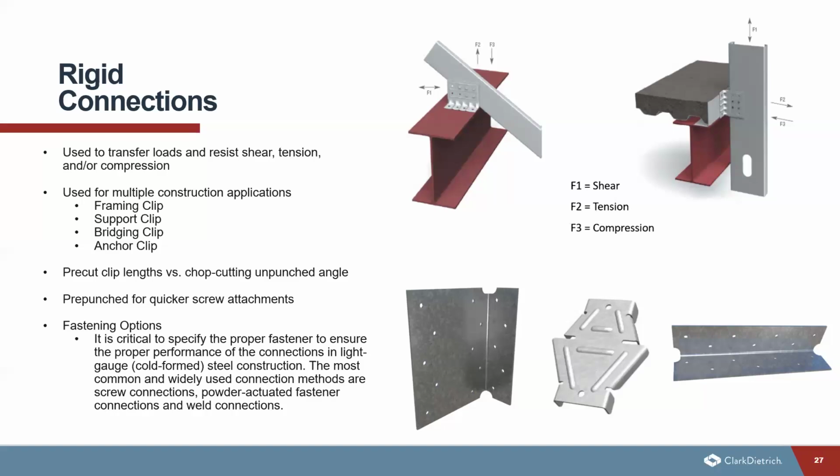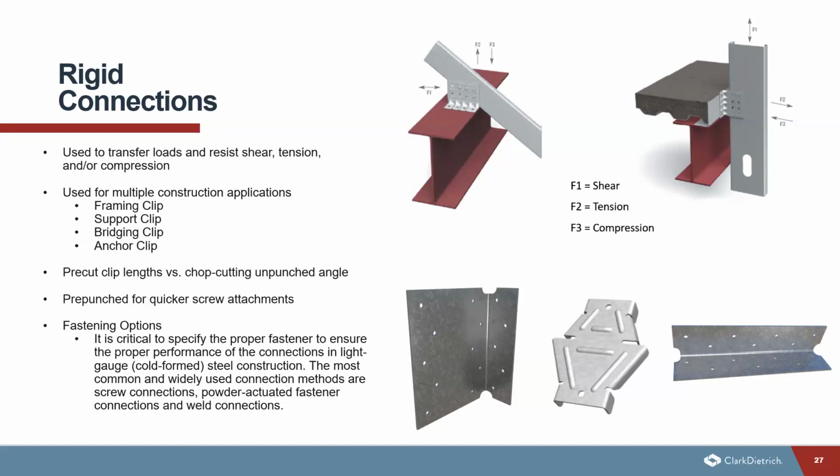One of the benefits of the rigid connections made by a manufacturer is that they're going to be pre-cut and shipped to site already having the lengths and load tables associated with them. So instead of someone on the job site just chop cutting unpunched angle, they're going to get actual tested connectors. They're also usually pre-punched to allow for quicker screw attachments. And again, the holes that are associated with the clips and fasteners are also tested members. So those are helpful in the design phase.